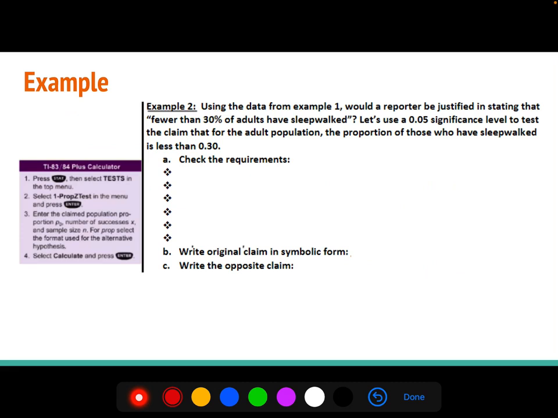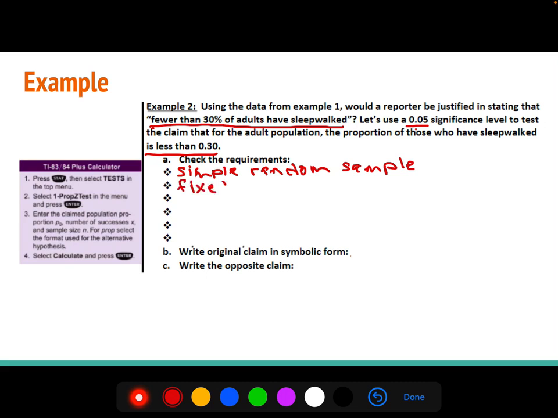All right, example 2. Using the data that we had in example 1, would we be justified in stating that fewer than 30% of adults have sleepwalked? We need to use the 0.05 significance level to test the claim that it's less than 30%, or 0.30. So we've got to check our requirements. Simple random sample, which, yep, it's random.